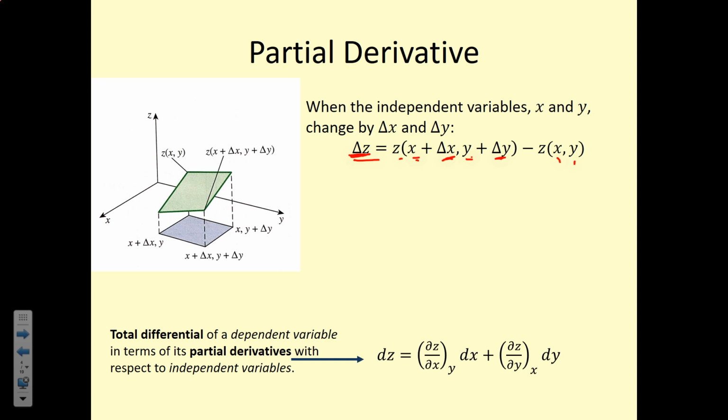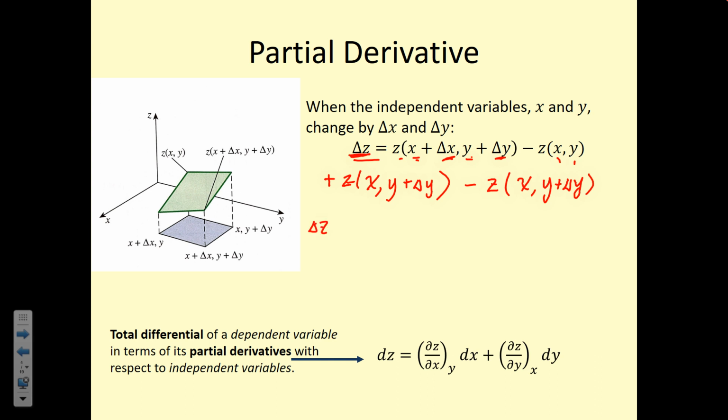Okay, so to derive this partial differential, we're going to add something and subtract something to this equation. We're going to add z of x, y plus delta y, and then we're just going to subtract z of x, y plus delta y. So essentially we've added 0 to the equation, but we do this so that we can move the terms around and manipulate.